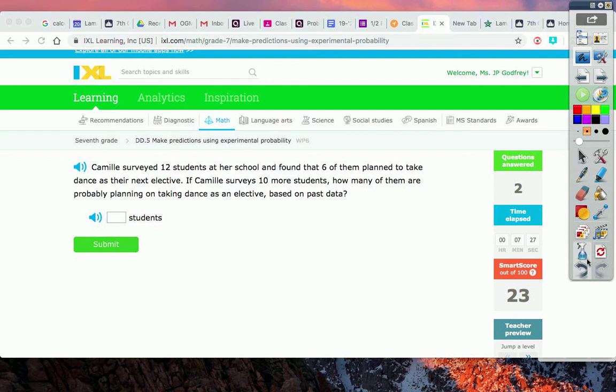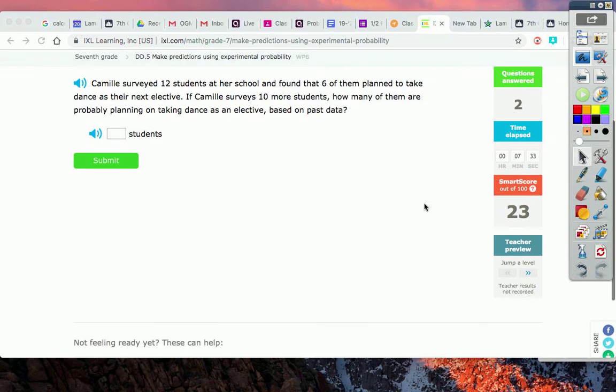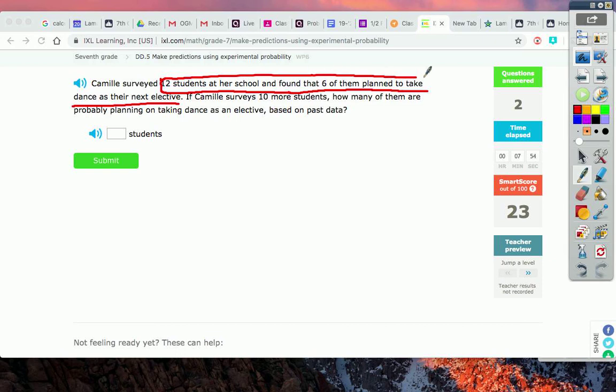Well, let's look at our first event. The complete data that they give us, we have to look at that past data of those past events. It says 12 at her school and found that 6 of them plan to take the elective. So here we go. How many students did we have? 12. 12 is our total, right? And of the 12, how many are taking dance as electives? 6. Now we're going to divide that.